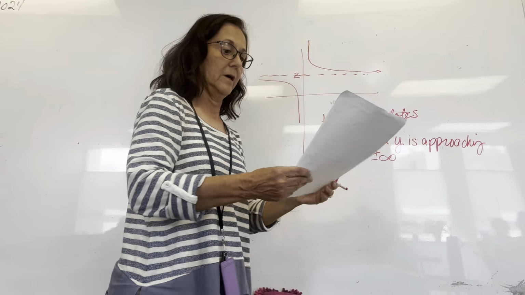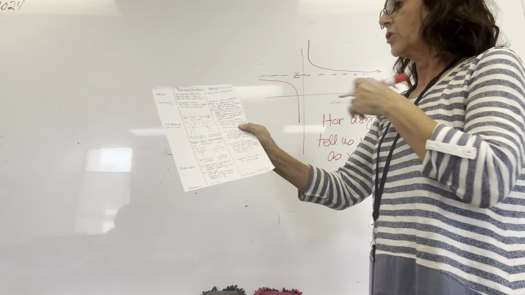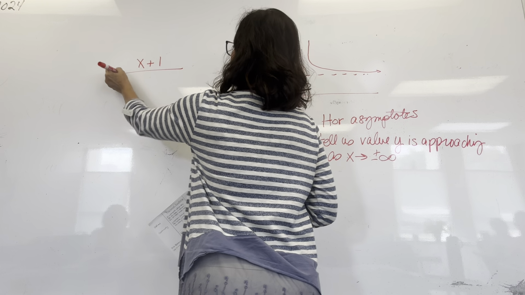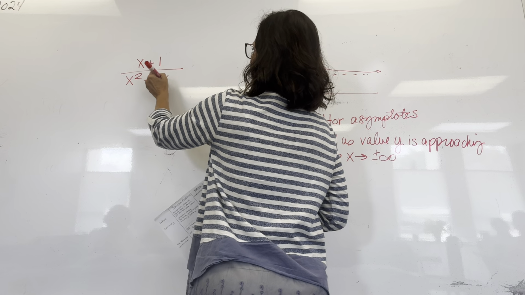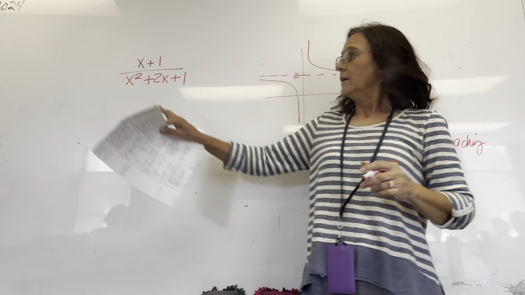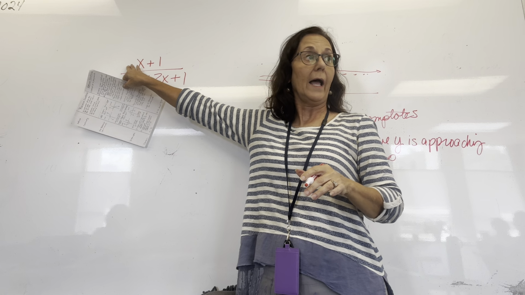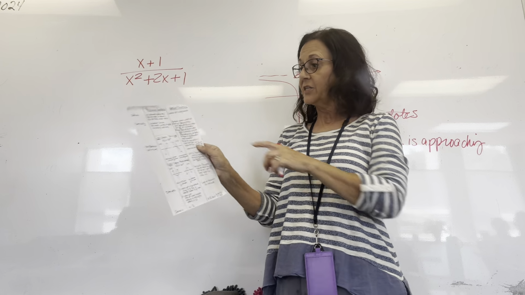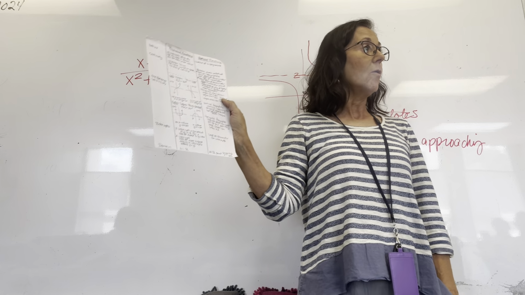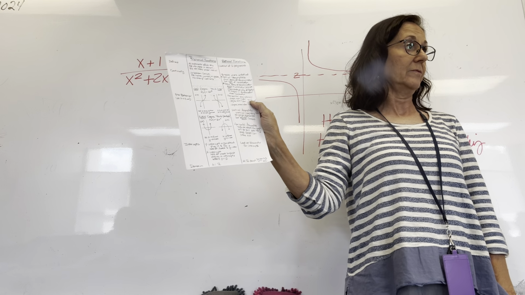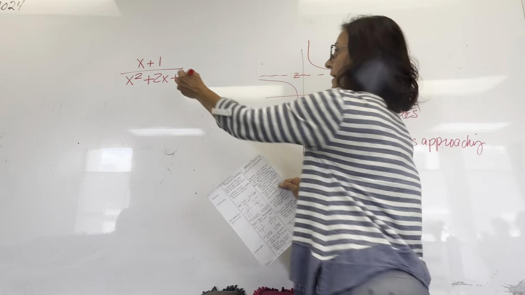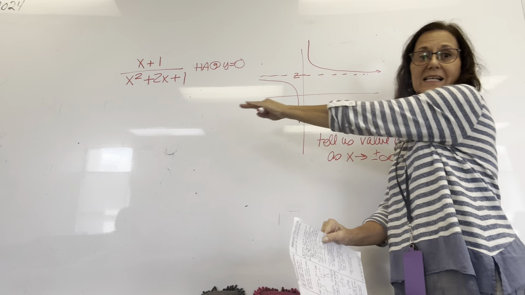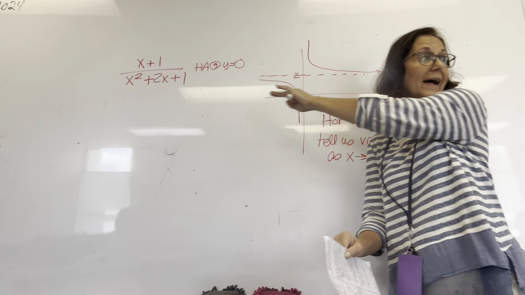I've written the rules here. Horizontal asymptotes: when the degree of the numerator is less than the degree of the denominator, all right? The degree of the numerator here is 1. The degree of the denominator is 2. 1 is less than 2. Then there is a horizontal asymptote at y equals 0. Literally, it's the x-axis. The x-axis is your horizontal asymptote.